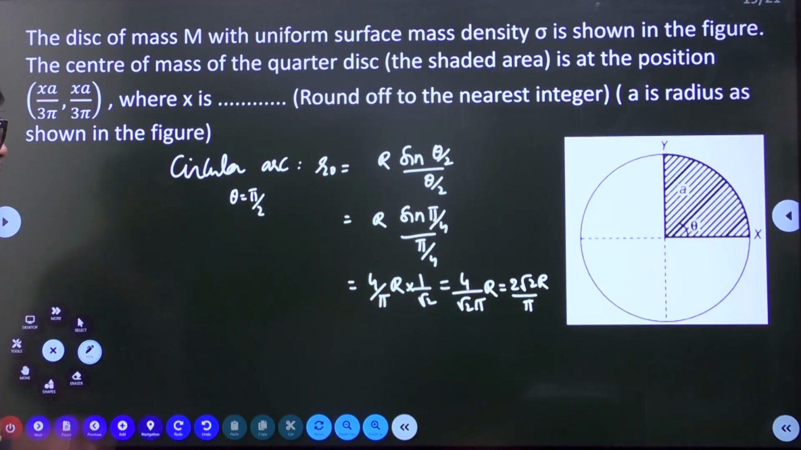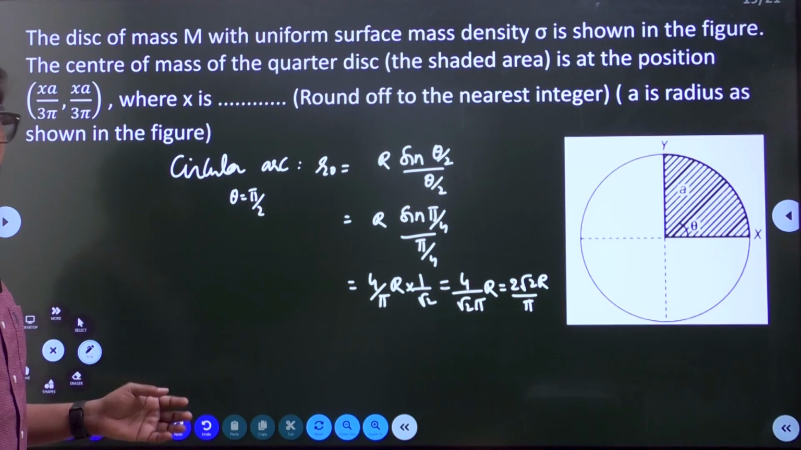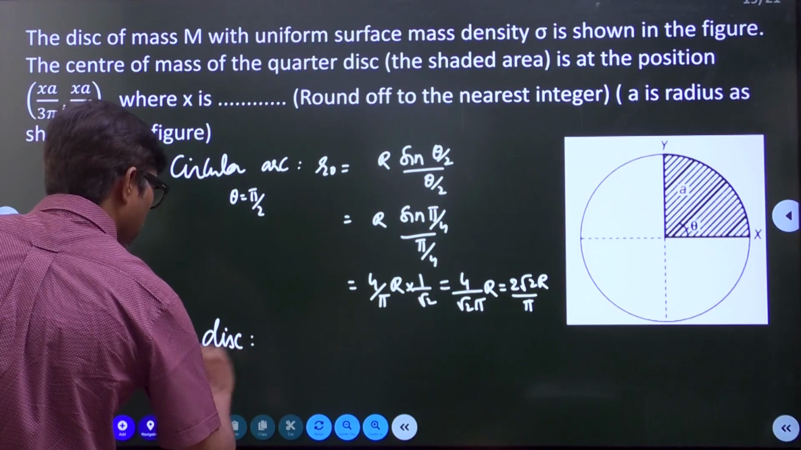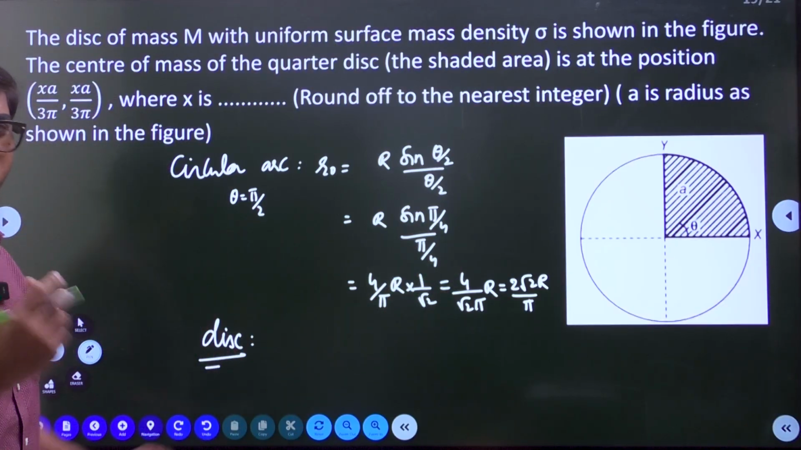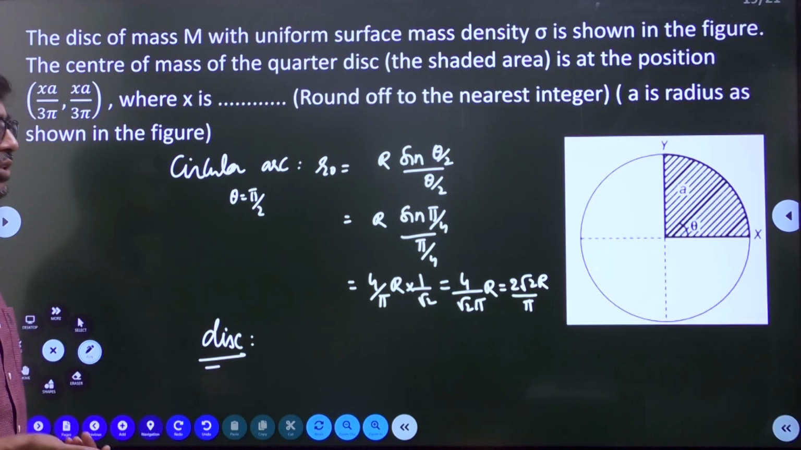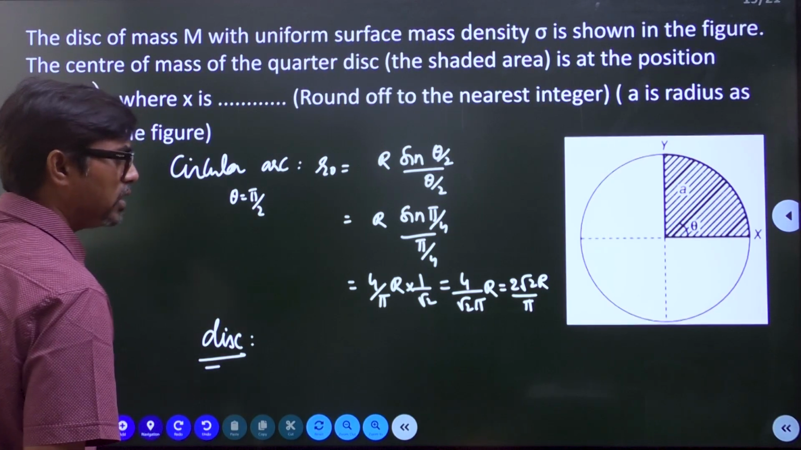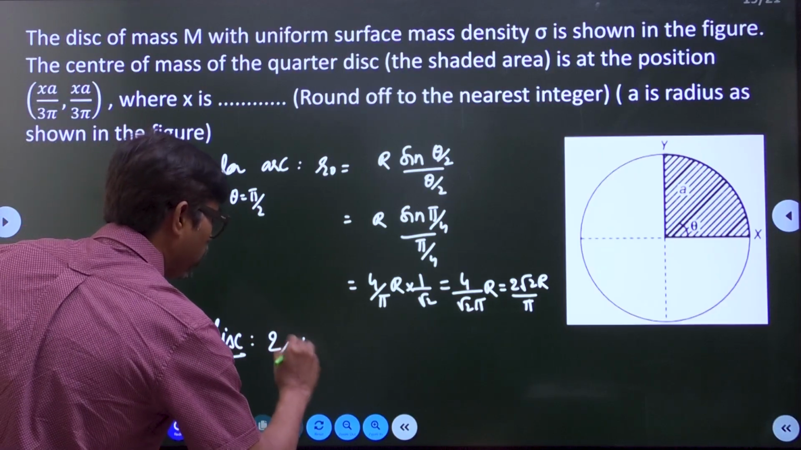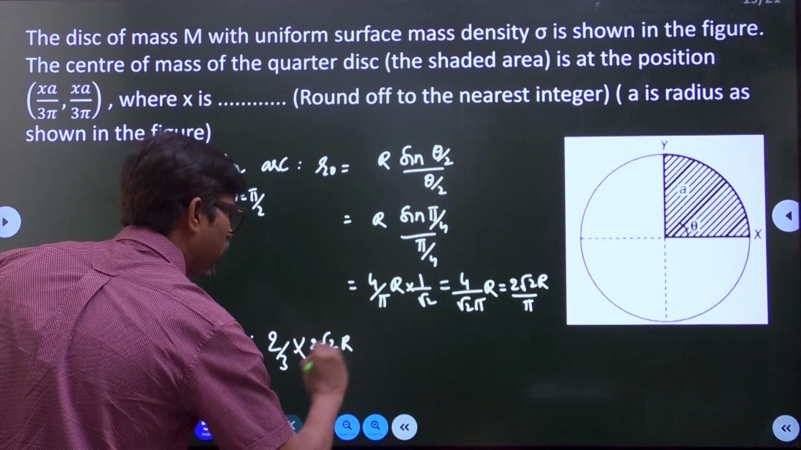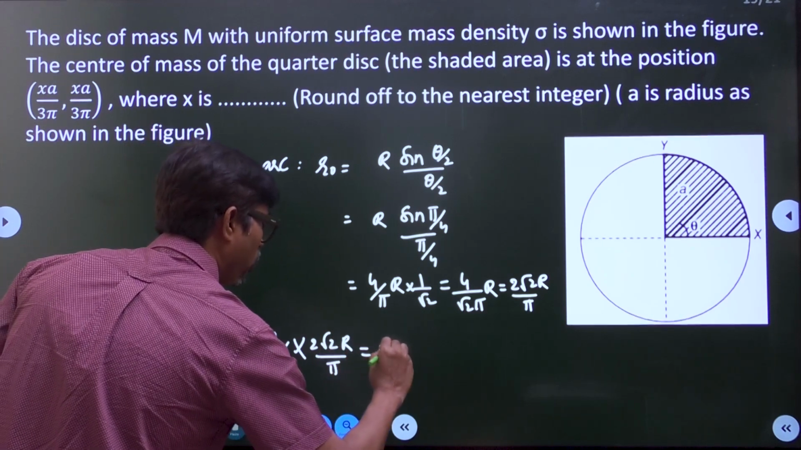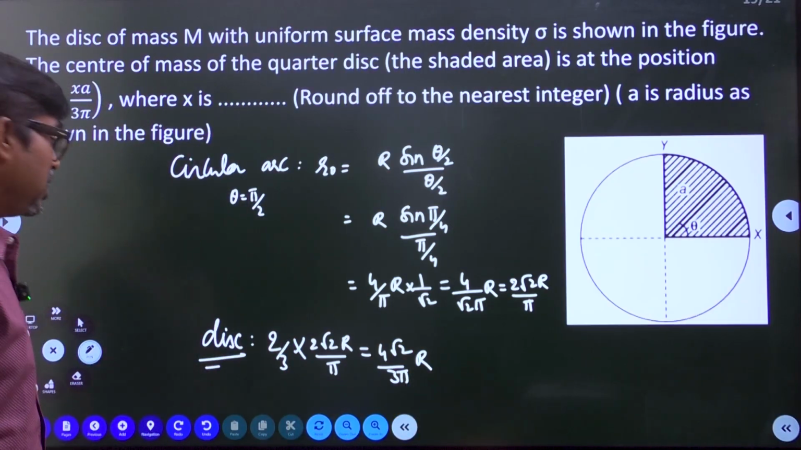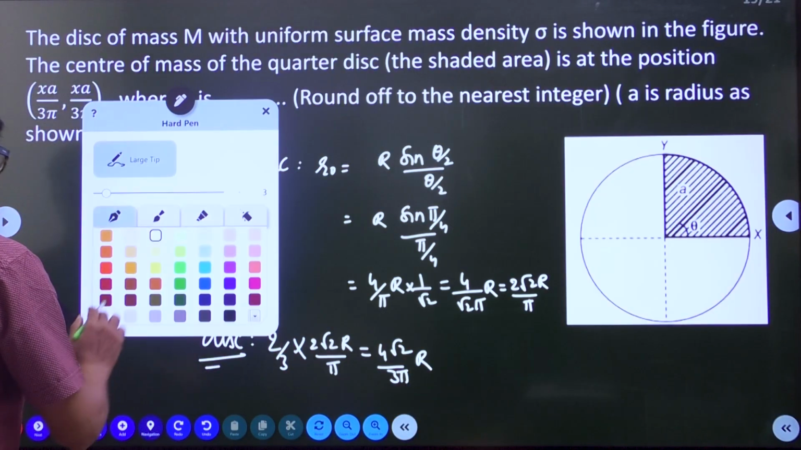That I remember. The moment I know the circular arc center of mass formula, immediately I can calculate the disk formula. For the disk, whatever distance you got for the circular arc, you multiply with 2 by 3. There is a simple concept related to that; we'll discuss it when it is required. But remember it: 2/3 of whatever you got for a circular arc, 2 root 2 R by pi, that is going to be 4 root 2 by 3 pi into R. That is the distance of center of mass from the center.